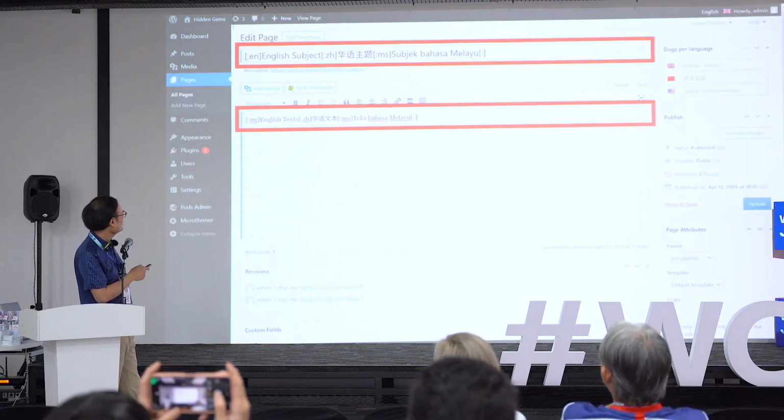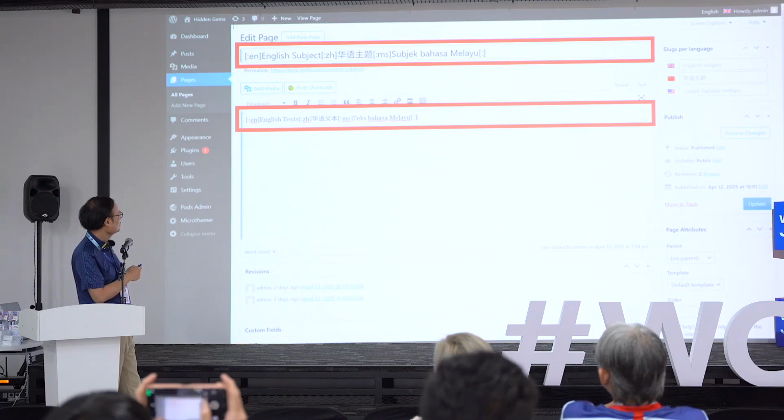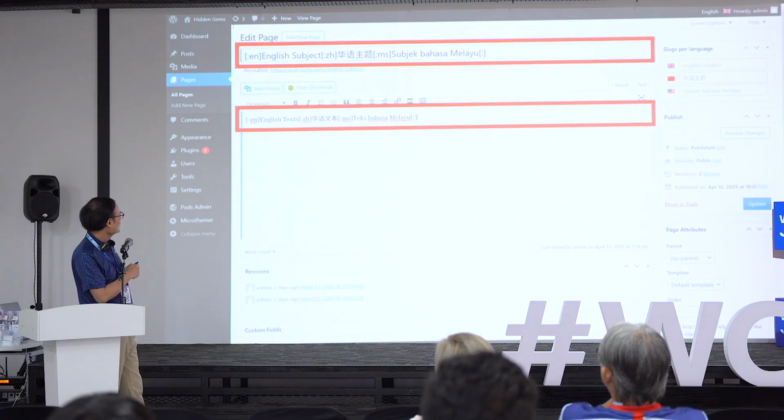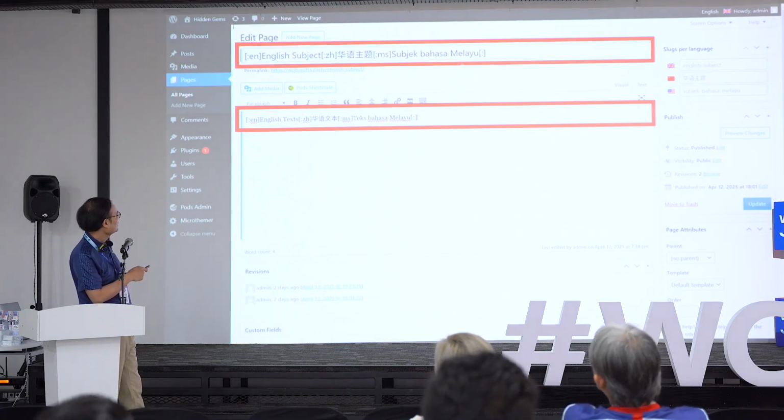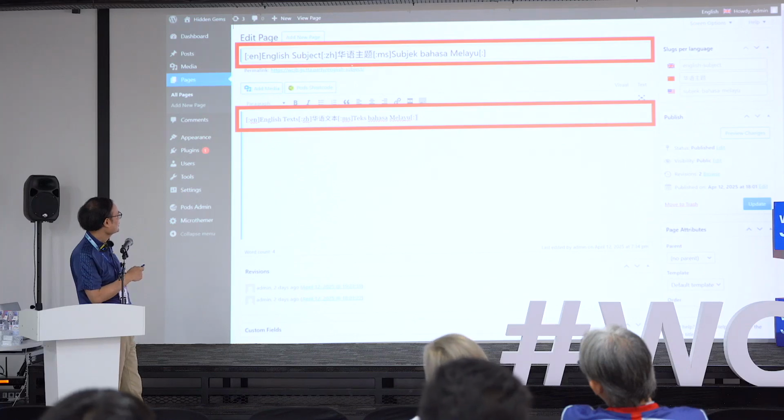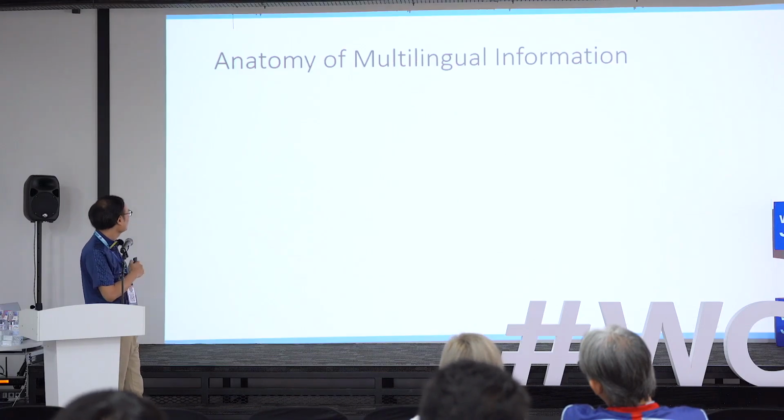You change it, and if you go back to your page, you can see that the language buttons are gone, and the contents become something like this. It's all the contents in the different languages stuck within some tags. So how does it look like?